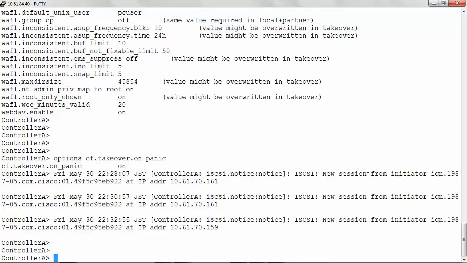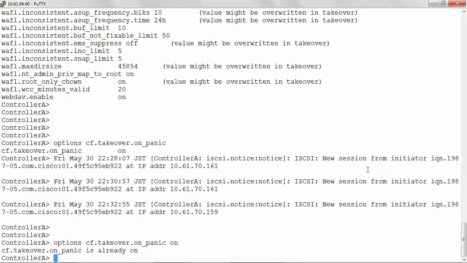If you are running a high availability system and there is at least one spare disk available, turn on options cf.takeover.on_panic. This will produce a so-called spare core. This means that the core dump will be written to a spare disk in compressed format, which will be owned by this node during the entire dump duration. A takeover will start immediately after the core is initiated, which causes minimal disruption.